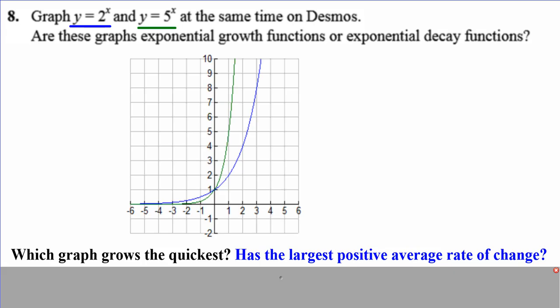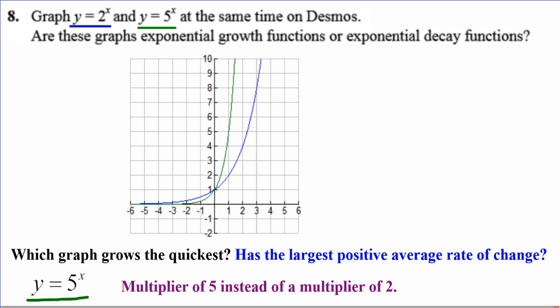In blue, I have my graph of 2 to the power of x, and in green, I have my graph of 5 to the power of x. Which one is growing the fastest? Well, that is 5 to the power of x. It's a multiplier of 5 versus 2. And so that would have the largest positive rate of change.